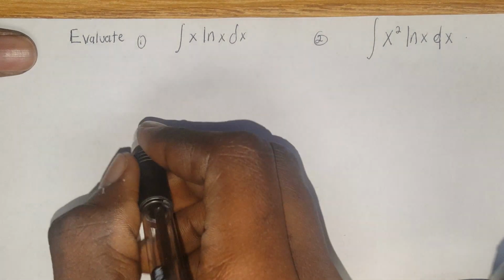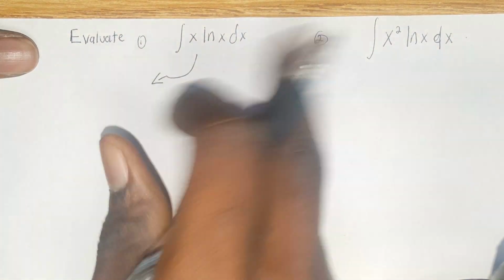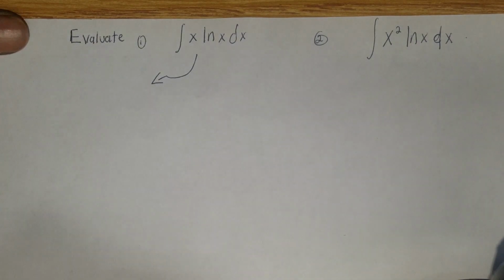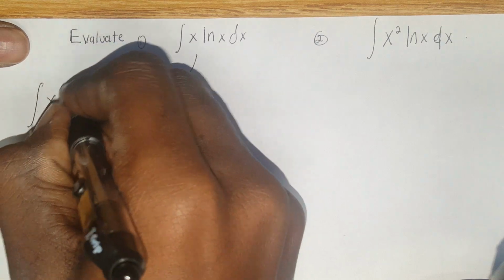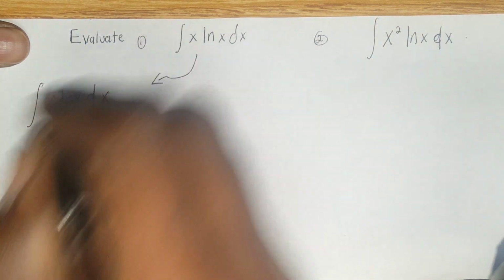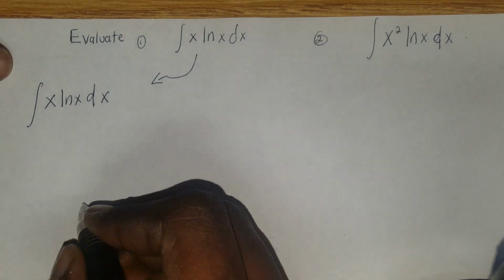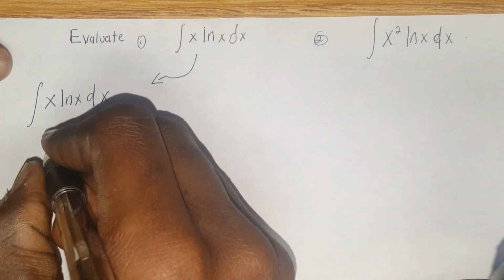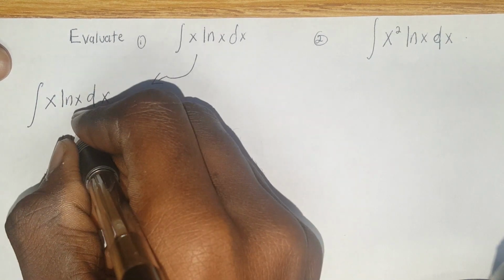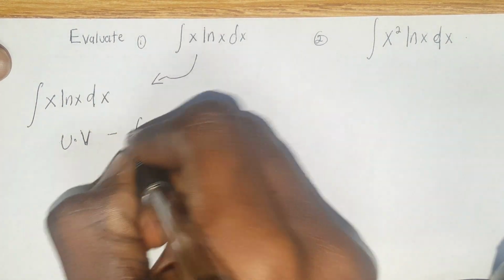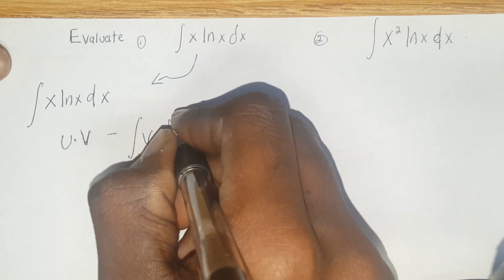Let's work on this problem first before we tackle that. So with this problem, let me rewrite the problem here. And let me write my general formula for integration by parts, which is u multiplied by v minus the integral of v du.